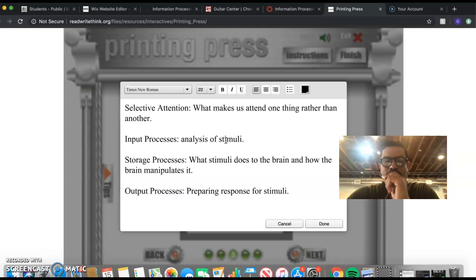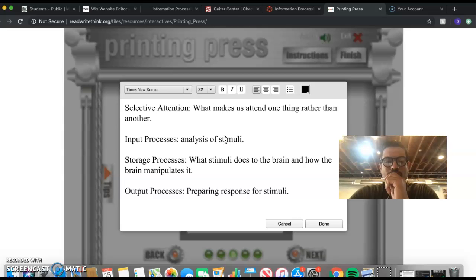Input process is basically the analysis of stimuli. What stimulus is being analyzed? What are the terms being used in the reading? What are the stories being presented? Are they personal stories? Are they scientific? What's basically being said?